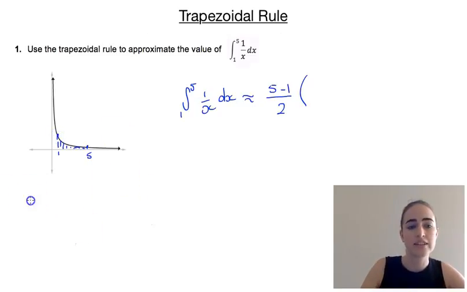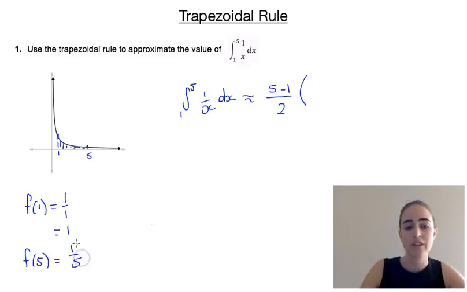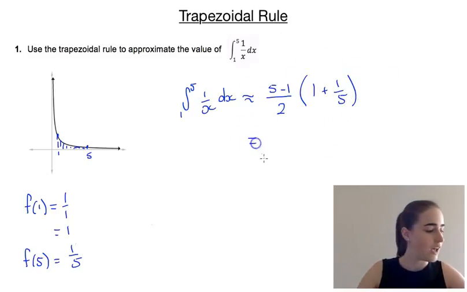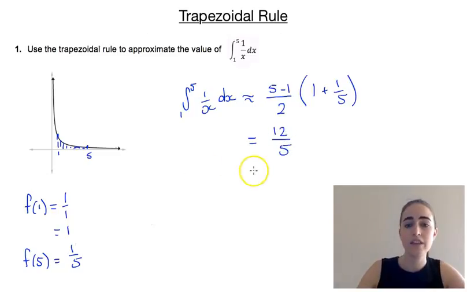So just off to the side somewhere, say our function value when x is equal to 1, so we're going to substitute 1 into 1 on x, and we just get 1 over 1, which is 1. And our function value when x is equal to 5 would be 1 on 5. So there are our two values that we're going to put in our bracket. So we're going to have 1 plus 1/5. Now we can evaluate all of that, and we'll end up with 12 over 5, which is equal to 2.4.